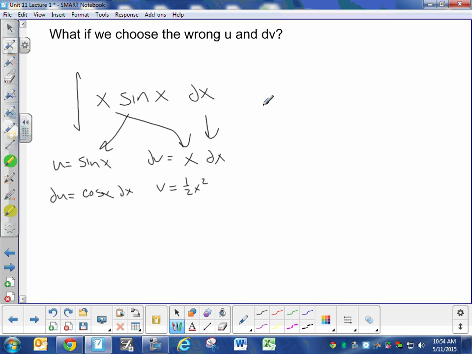Well, now I can rewrite this as not only just the antiderivative of x sine x, but as uv minus the antiderivative of v du. So I get 1/2 x squared, that's v, times u, sine x, minus the antiderivative of v du dx.